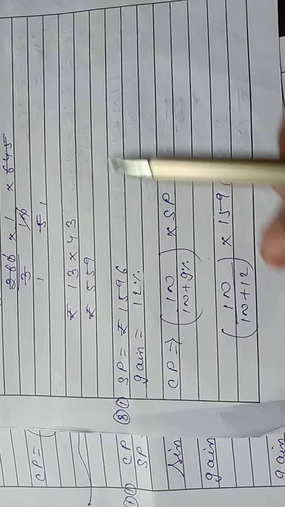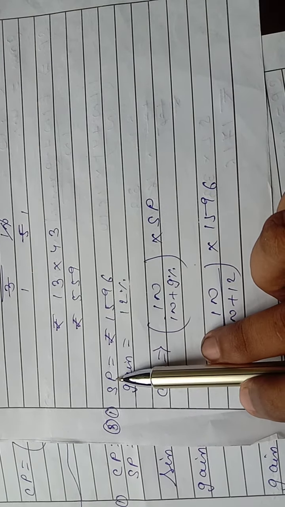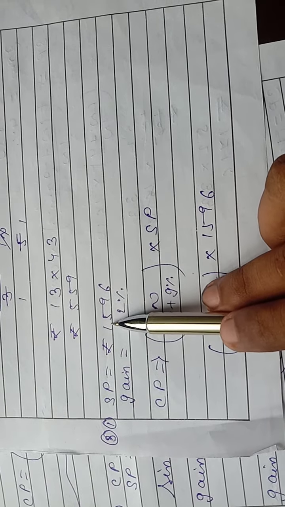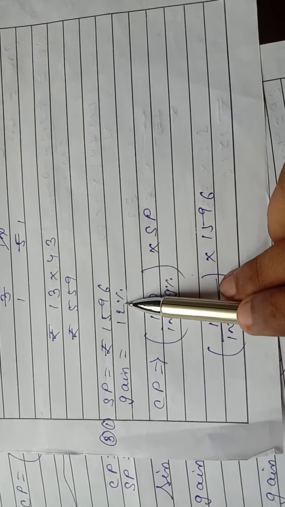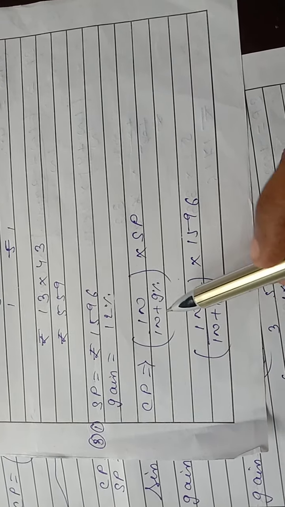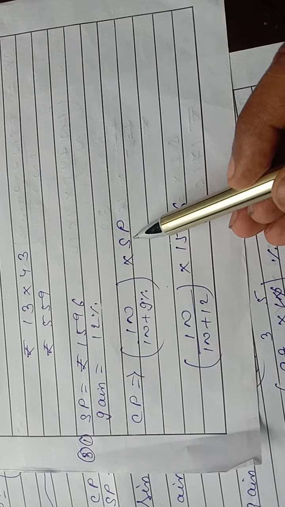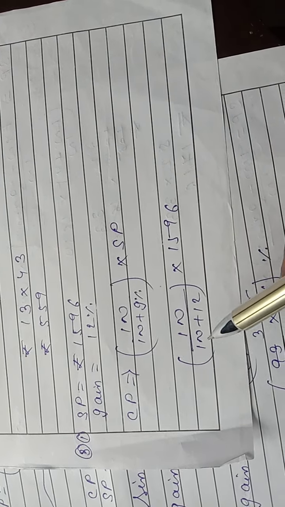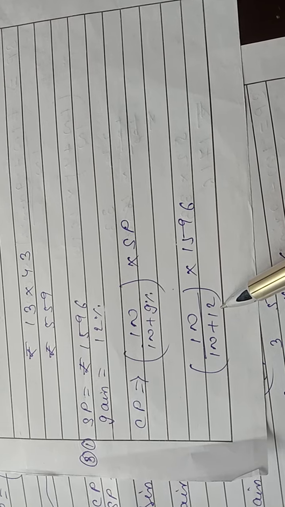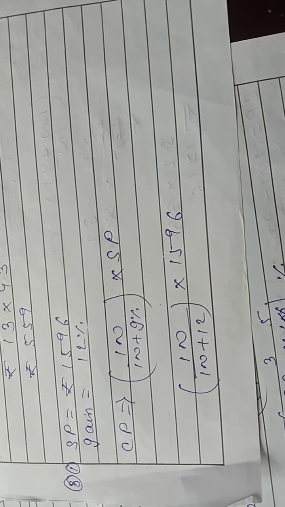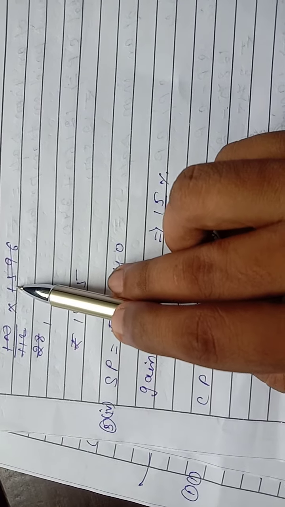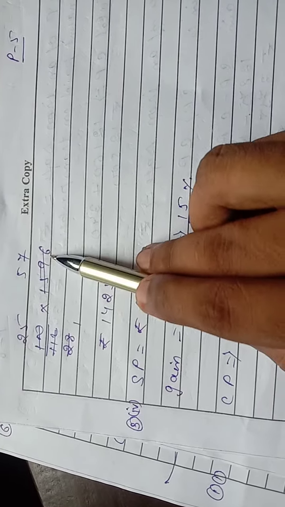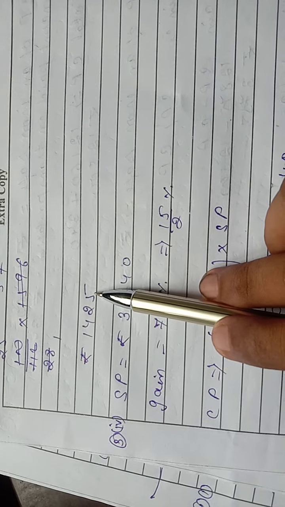Same way, question number 3, number 1. Selling price, we have got it as 1596. Gain percent, we got 12%. We have to find out cost price. That is 100 by (100 plus gain percent) into SP. 100 plus 12 into 1596. When we solve this, we will get 100 by 112 into 1596. After solving this, you will get your answer as 1425.